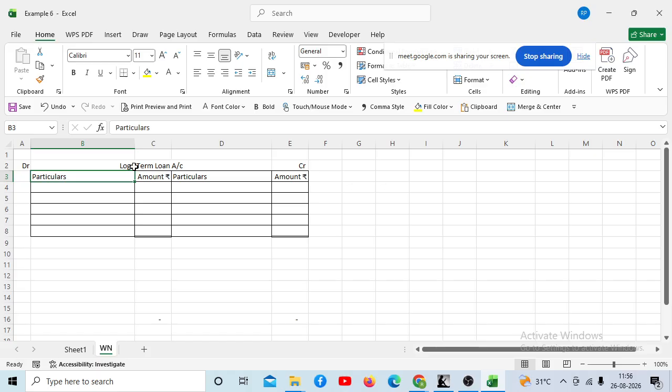What is the next heading? Liabilities, income and profit. What is the normal balance? Credit side. If it is increasing, credit. And if it is decreasing, debit. Okay, done. The golden box is done.